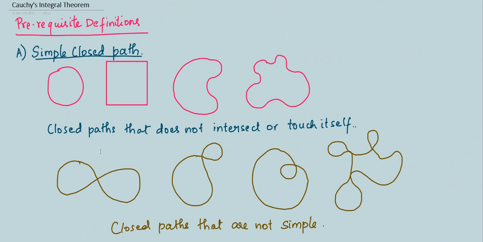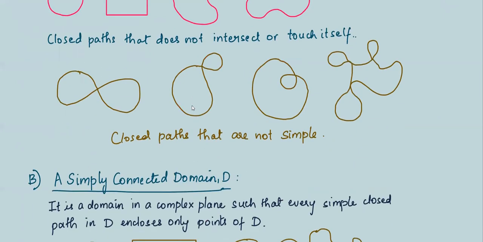So closed paths that do not intersect or touch itself. So all these are the examples of simple closed path. All of these. Then closed paths that are not simple, these are the examples wherever there is an intersection or the paths touch each other. So these are not simple.